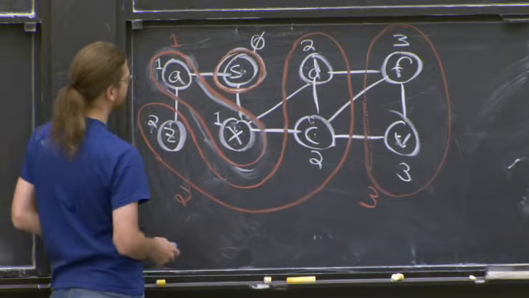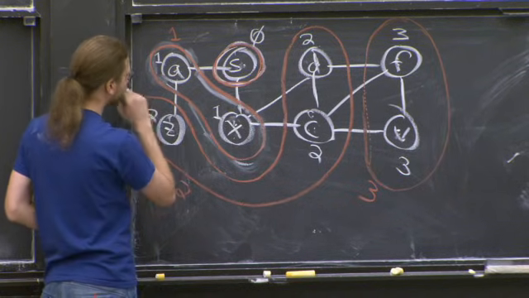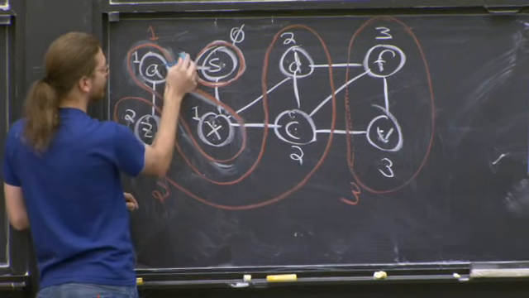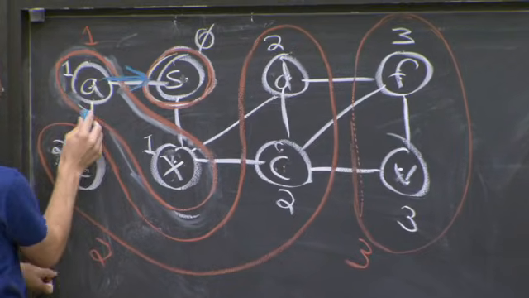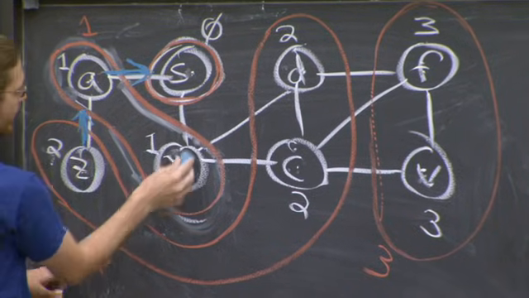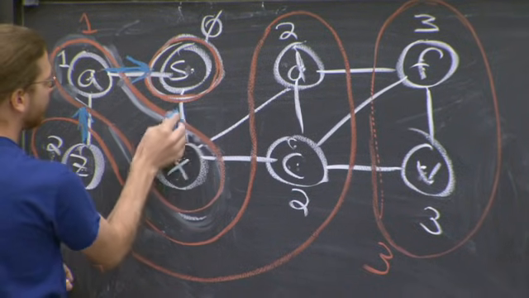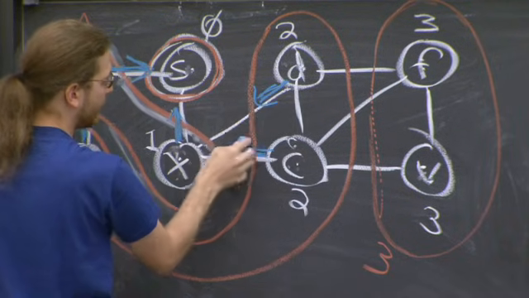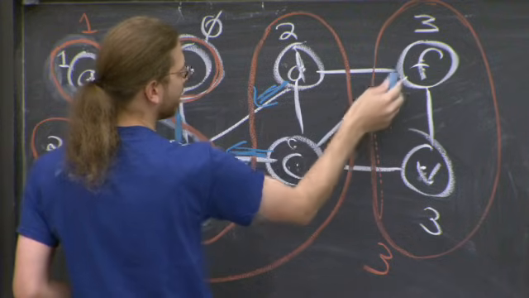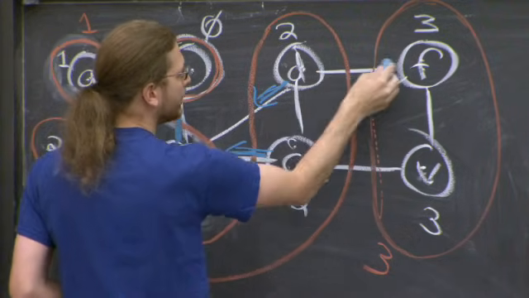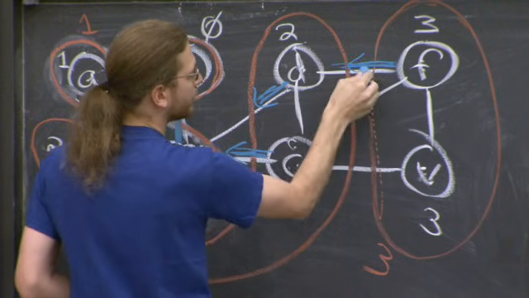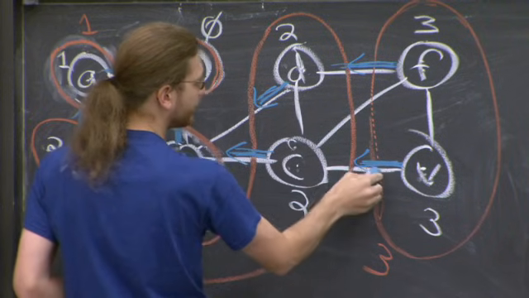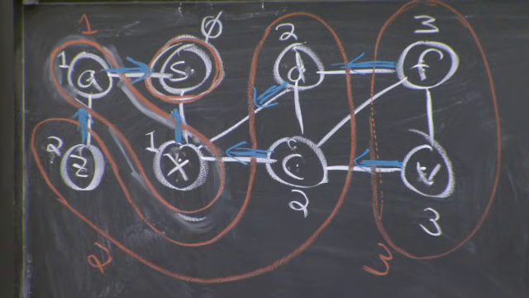Let's see. So we have S. When we visited A, then the parent of A would become S. When we visited Z, the parent of Z would be A. Parent of X is going to be S. Parent of D is going to be X. Parent of C is going to be X. Parent of F, it could have been either way, but the way I did it, D went first. And so that became its parent. And I think C was V's parent. Okay, so that's what the parent pointers will look like.